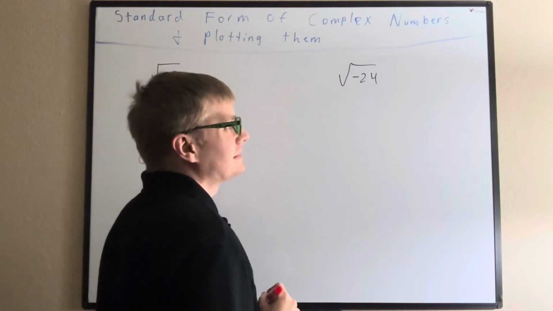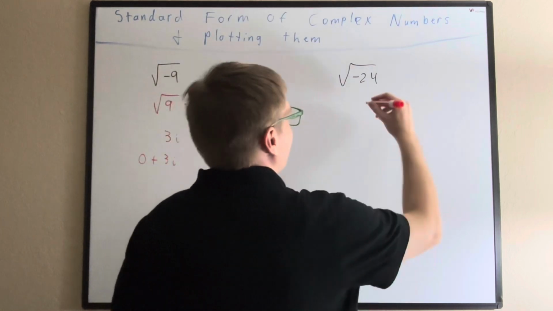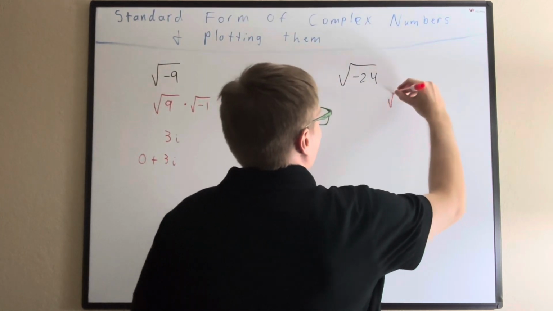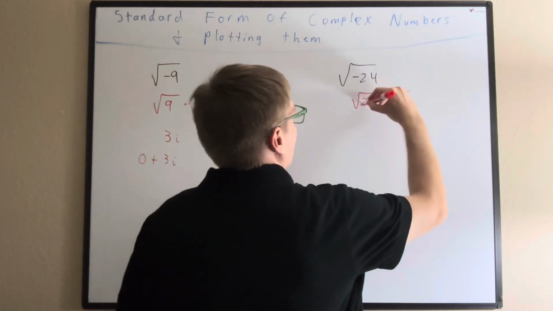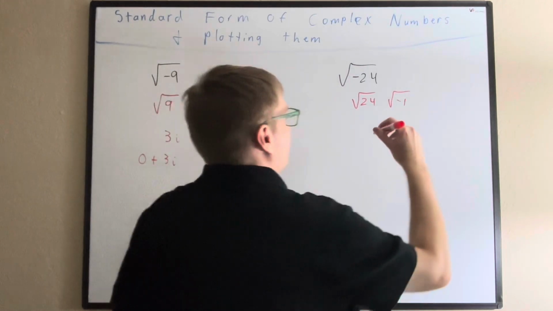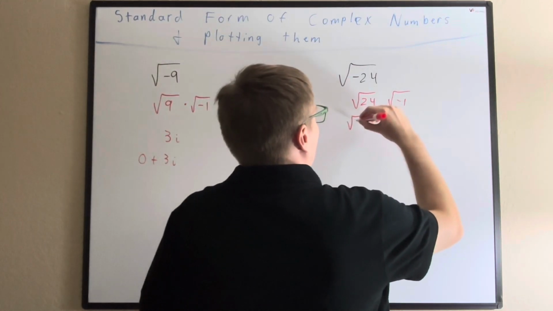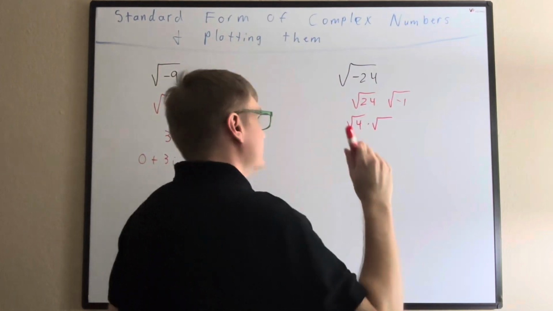So square root of -24. Any square roots in there? Factor into 24. We know the square root of -1 is going to be separate. But what multiplies together to get 24? Well, 4 does. That's a perfect square. Square root of 4 times the square root of 6.